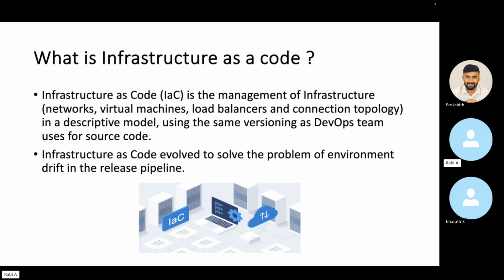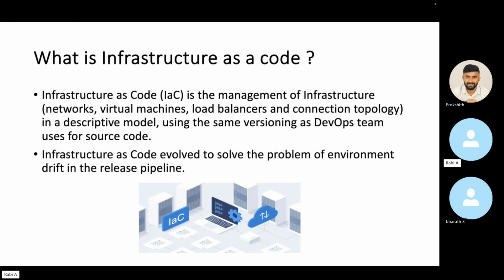We write this code in a descriptive model, and we can push this to GitHub as well. So we can maintain versioning by putting all of your code in source control. The main idea behind infrastructure as code was to solve the problem of environment drift. Imagine you have 4 environments in your product. Let's say you have a dev, QA, UAT, and then prod.